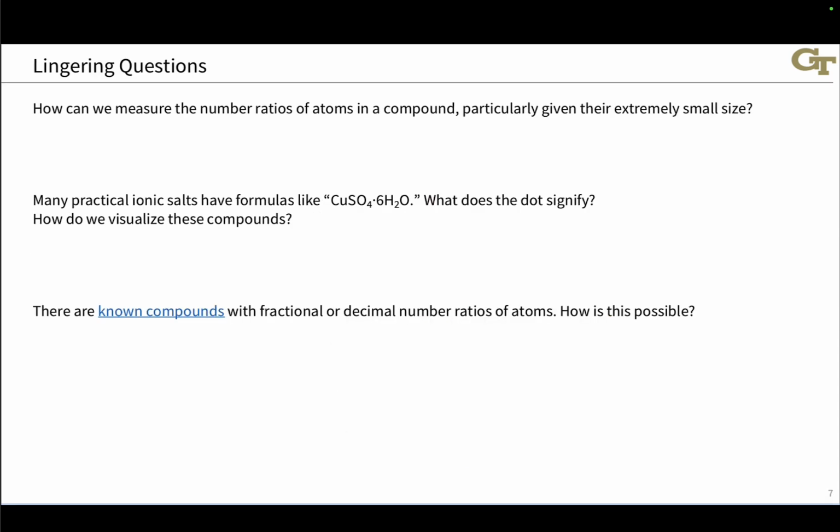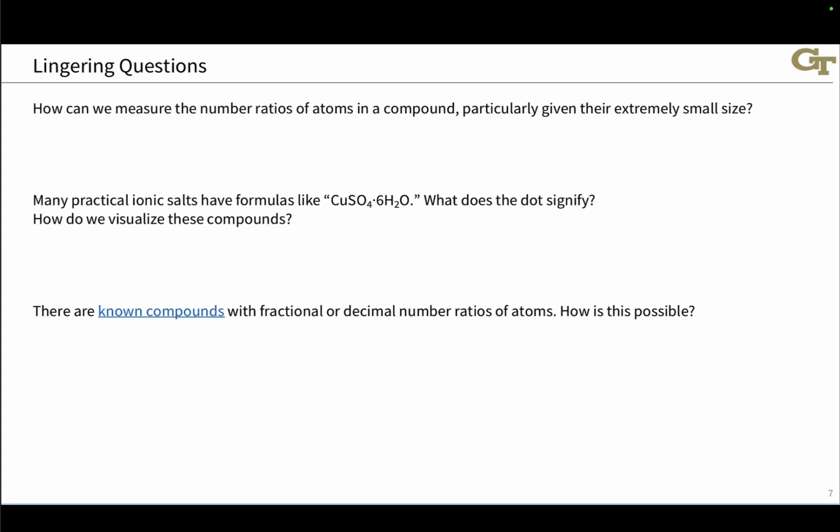A few lingering questions now about chemical formulas. One question is, how do we determine these things in the first place? How do we measure the number ratios of atoms in a compound? They're extremely small. How in the world do we think about making measurements with these? You'll answer this question in your introductory chemistry course.